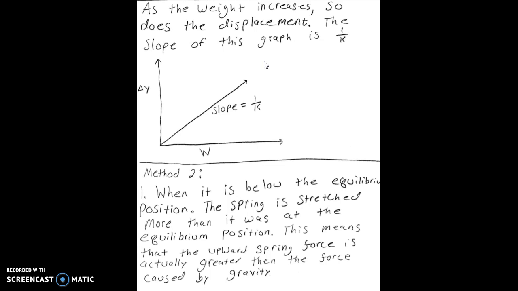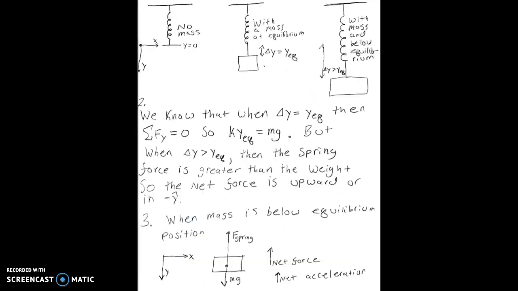But when the mass is lowered below the equilibrium position, the spring is stretched more than it was at the equilibrium position. So that means that the upward force of the spring is actually greater than the downward force caused by gravity. This is called a restoring force because the extra force upward by the spring is going to want to cause the mass to move toward the equilibrium position. So a restoring force makes the system want to get back to equilibrium pretty much.